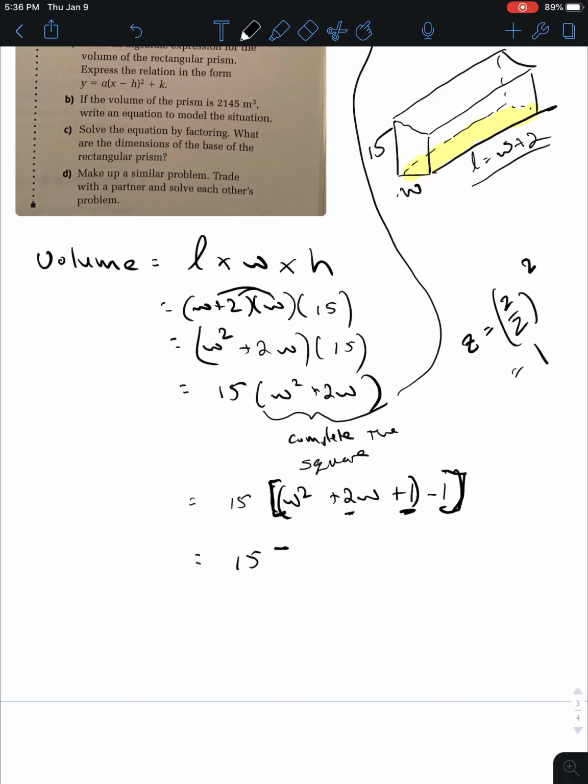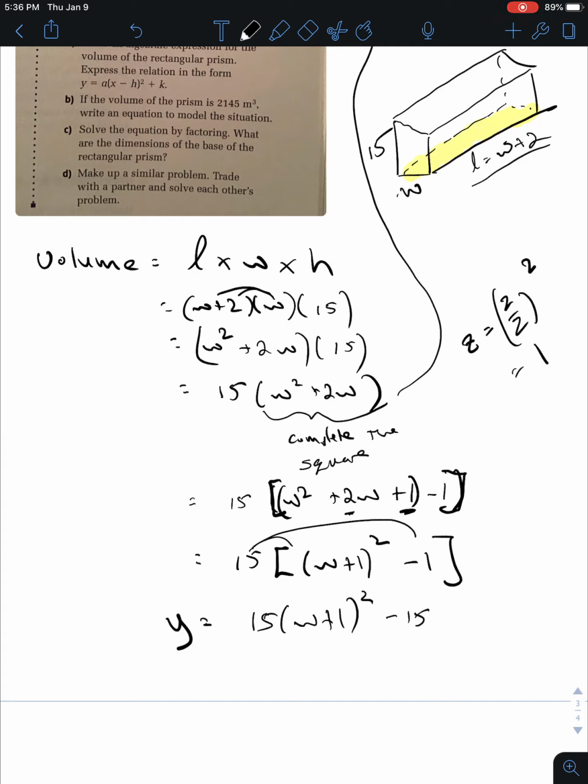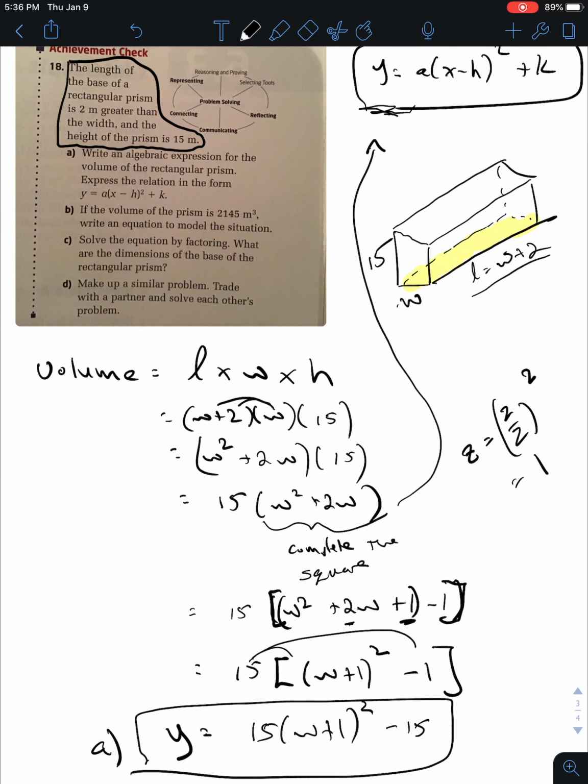So it's 15 square bracket W plus 1 squared minus 1, close the square bracket, and then just put the 15 in, into both. Then you're done, basically, right? So you're going to get 15, right, there you go. That looks like something that I was asking for, like vertex form, right? I've got an A value, I've got an H value, and I've got a K value, right?